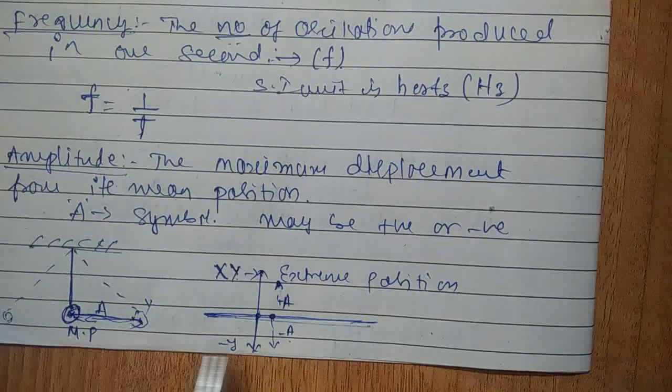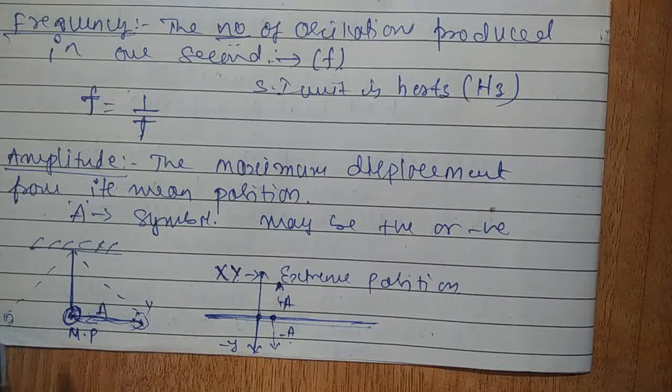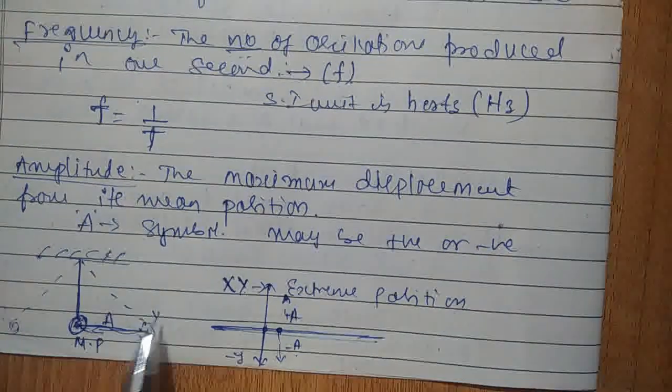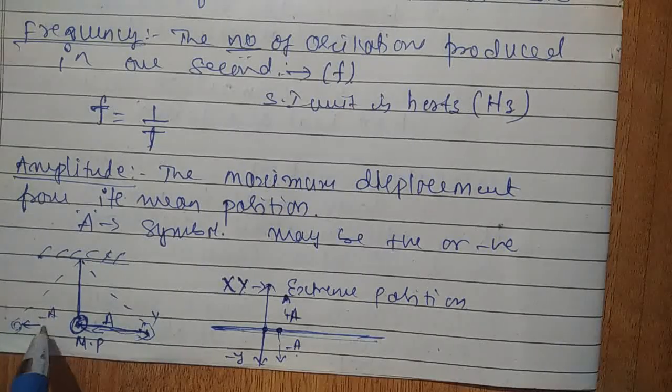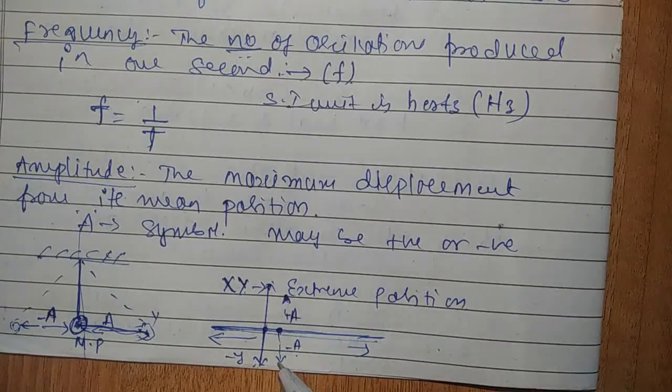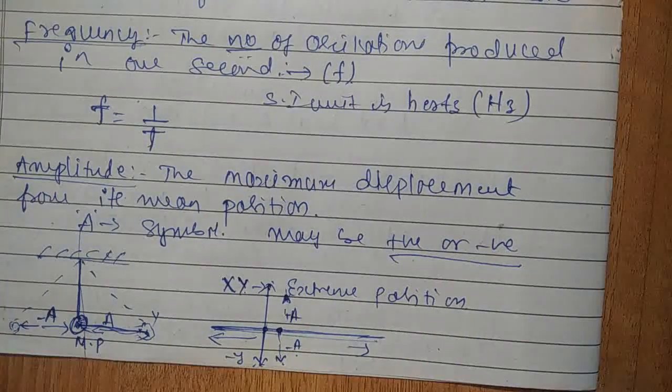Let me repeat it once again. If the oscillatory motion is taking place in the horizontal plane, we can consider this side as minus A. Why? Because if I consider the axis here, this side is negative and this side is positive, so here it is plus A and this side it is minus A. If you consider the vertical plane, your displacement will be along the y axis, the vertical axis. This is your rest position and this is your extreme position. This is positive A because the displacement is along the positive y axis, and here it is minus A because the displacement is towards the negative axis. That's why we say the amplitude may be positive or negative.